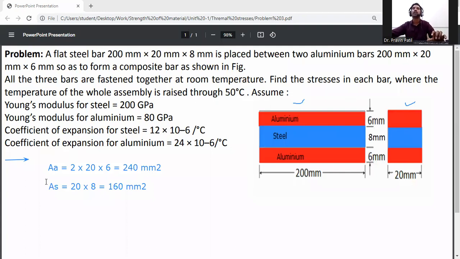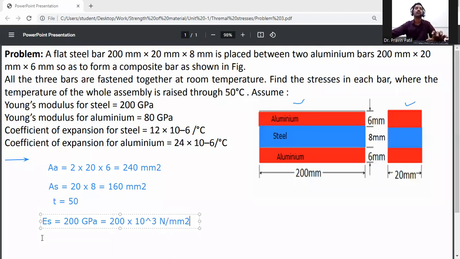The next one is the given temperature rise, T, which is equal to 50 degrees Celsius. Then the modulus of elasticity for steel, Es, is equal to 200 GPa. Convert it into Newton per mm square: 200 into 10 raised to the power 3 Newton per mm square.